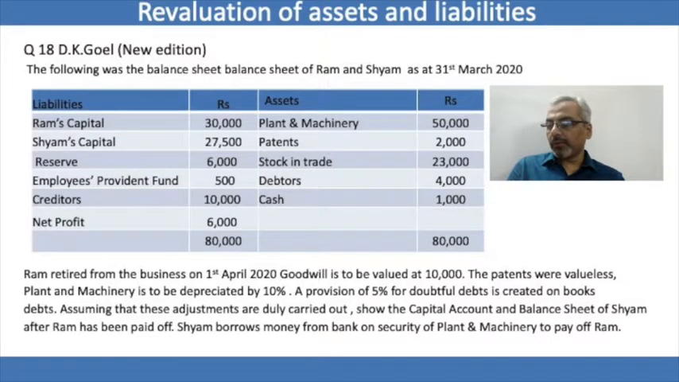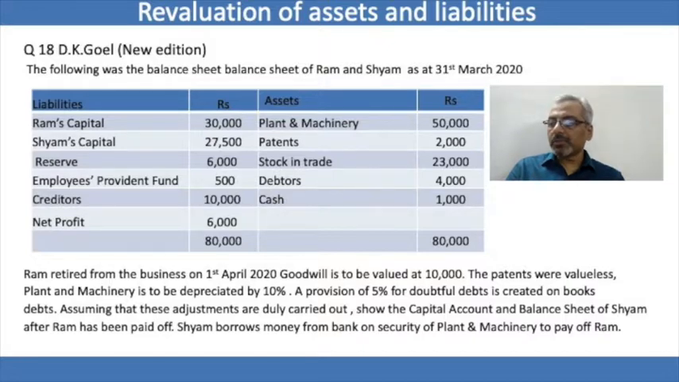Sham borrows money from the bank on security of plant and machinery to pay off Ram. This is a very important statement, which you can see that Sham has actually borrowed money from the bank and given plant and machinery as a security. So you can see already 1,000 rupees is there in cash. That will be paid first, and then the remaining amount of money will be borrowed, and it will be paid off to the retiring partner Ram.